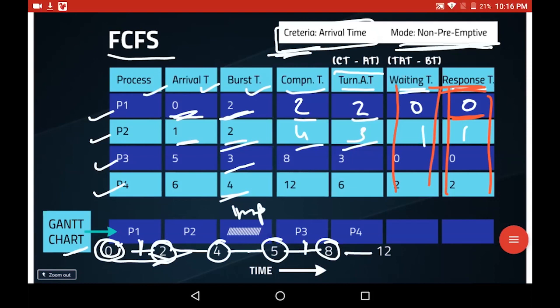Now the next question that can be asked of you will be about average turnaround time or average waiting time. All you need to do is add all these and divide by 4. Similarly, add all these and divide by 4.